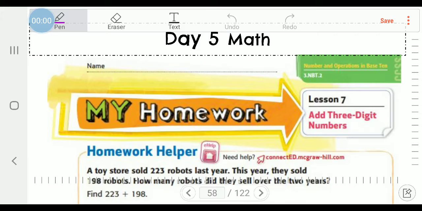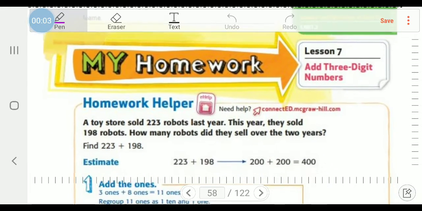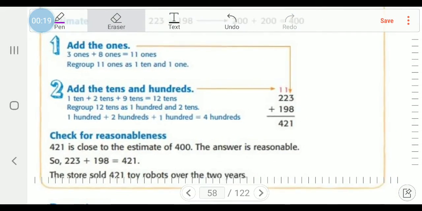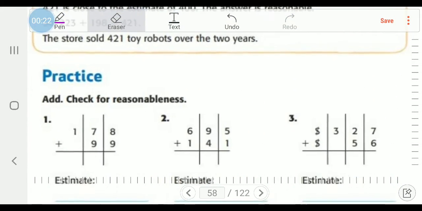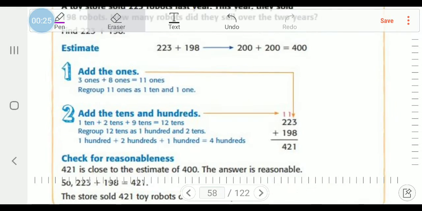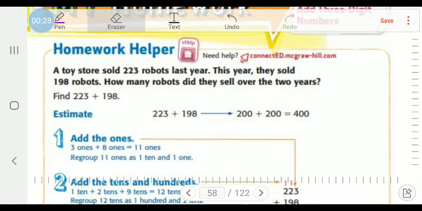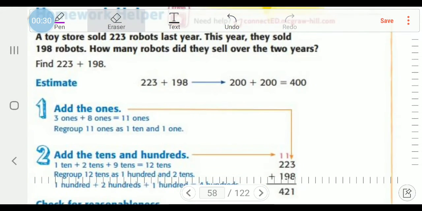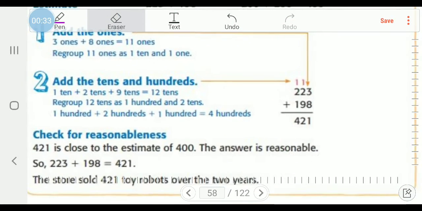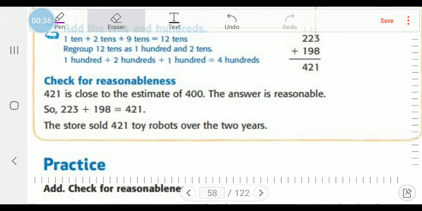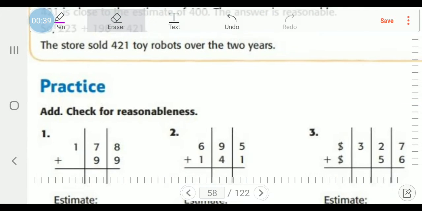Day 5 math. I'm not going to go over this homework helper so much since we've done so much practice already on these concepts, and this really here is help for you. Instead, I'm going to go over the practice section. So if you're confused as to the steps that are being followed, you've got your homework helper here that can help you out going over the steps. And of course, you can replay the video if you need to. So I'm going down to the practice section.